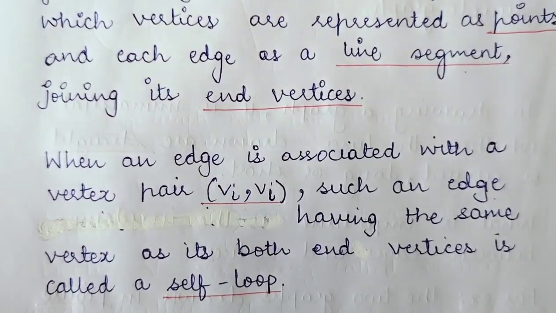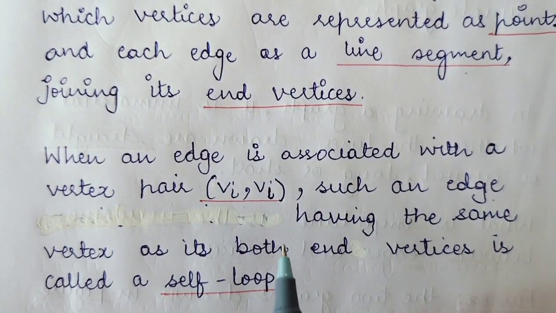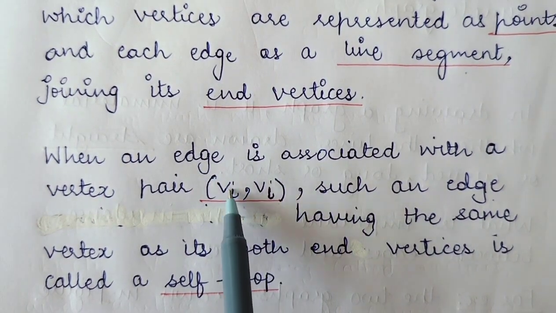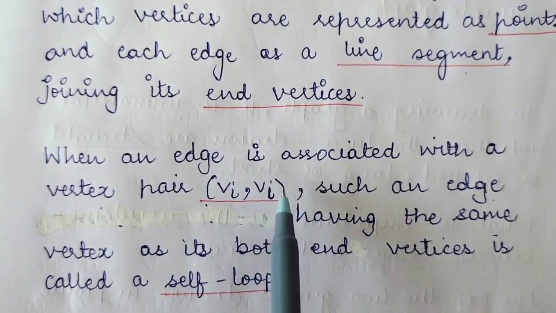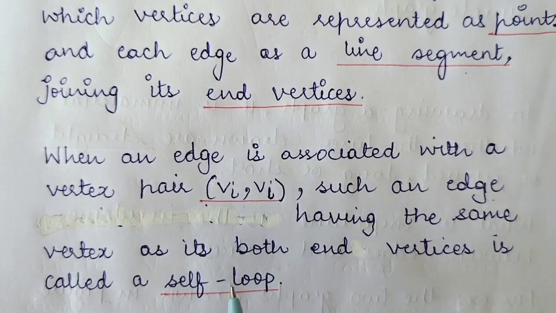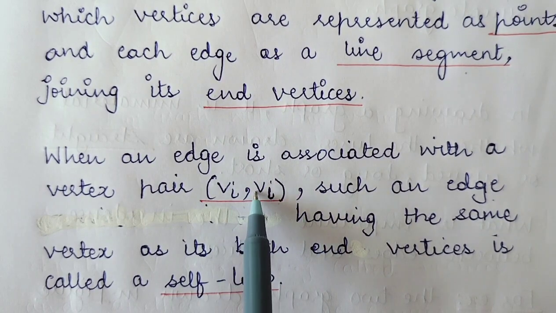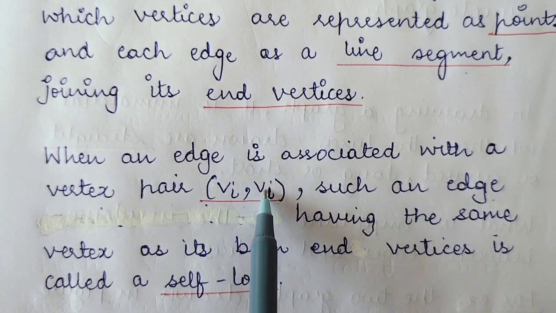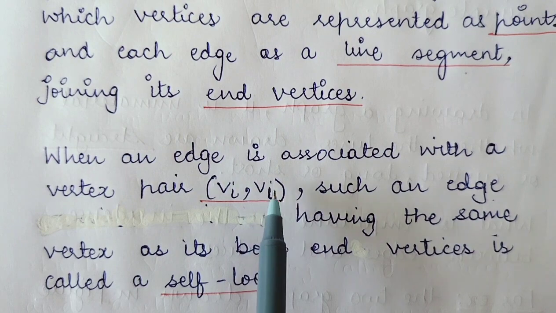When an edge is associated with a vertex pair Vi, please pay attention here. I am not saying Vi, Vj. I am saying Vi. That means the same vertex is repeated. When I say Vi, Vj, that means two different vertices. But when I say Vi, that means the same vertex. That means this edge is having the same vertex twice as its end vertices.